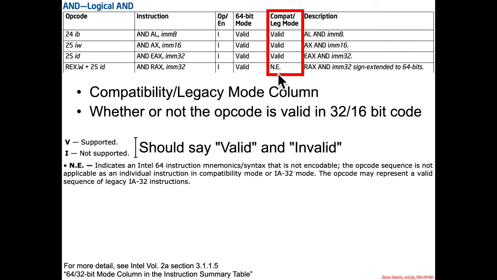Usually not encodable in this column and valid in that column means this is some new form of the instruction that was added specifically for 64-bit mode. So obviously you can imagine that when you're running in 32-bit mode, it would have had an immediate 32 and a 32-bit register. But when you're running in 32-bit mode, it can't access a 64-bit register because you're basically falling back to some old compatibility mode, and back before the 64-bit extensions, they had no notion of the RAX register.